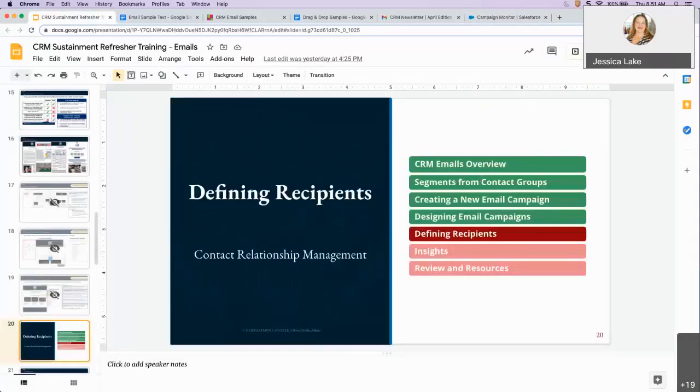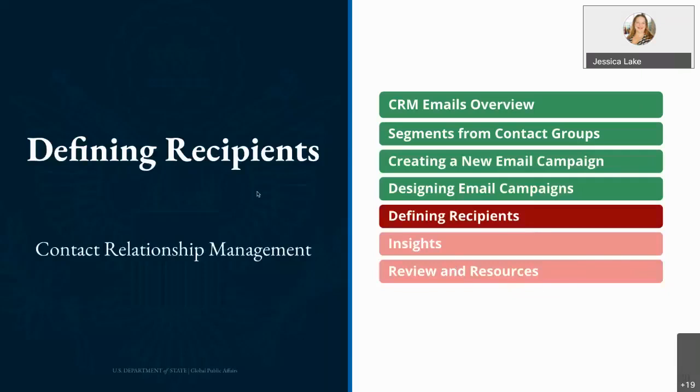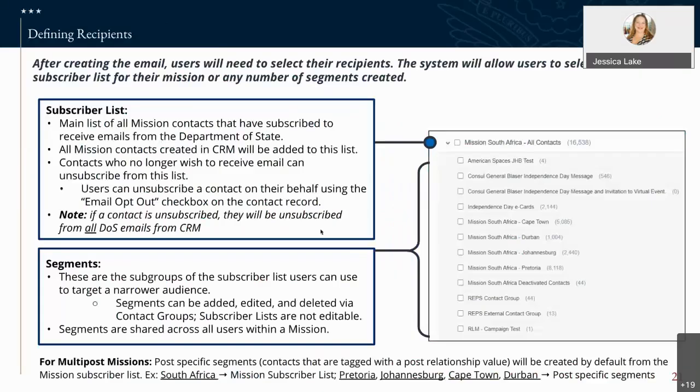Okay, popping back into the slides real quick to talk about defining recipients, because that's our next step in the process. Pretend that I finished adding all of the stuff for the email. Now I can go ahead and check out my subscriber lists and segments and contact group mailing lists. So all of you will have access to the mission all contacts list. This is just an example from South Africa.